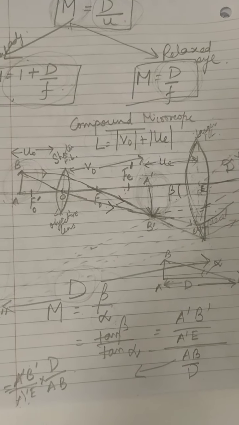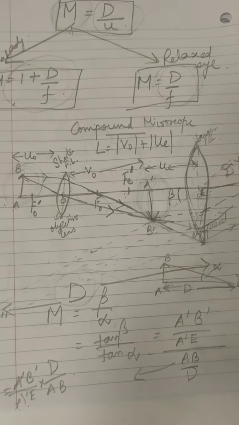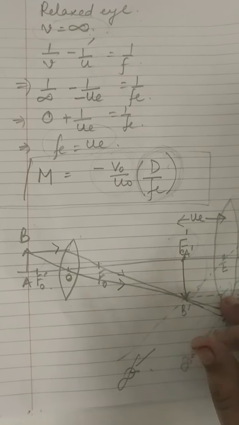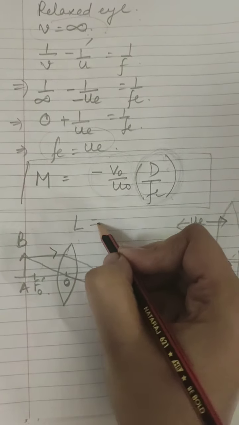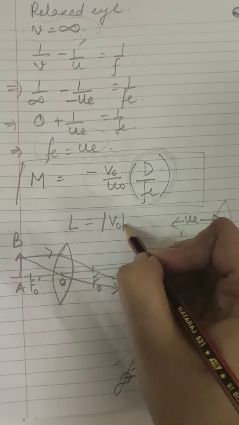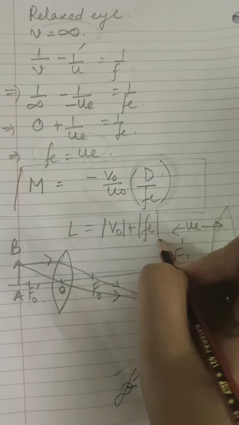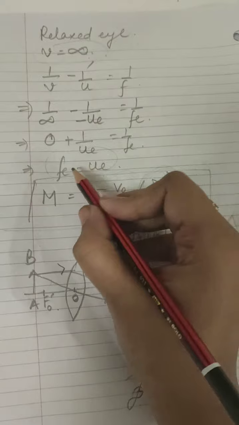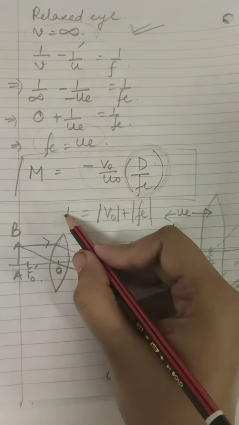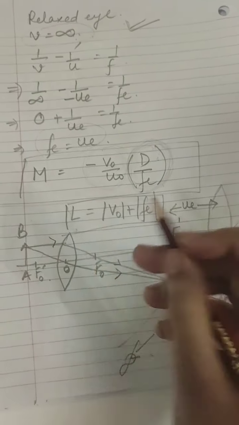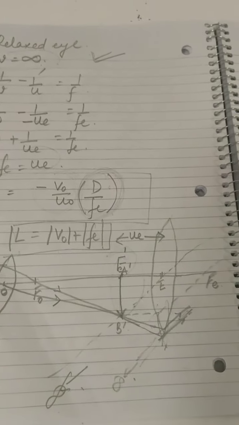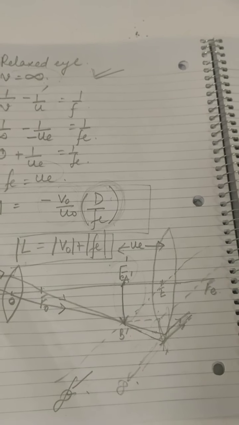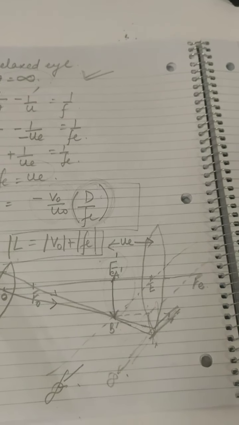And for a compound microscope in the relaxed eye position, for the adjustment in the relaxed eye position, the length of the microscope is mod of VO plus mod of FE, because UE is equal to FE for the relaxed eye position. So these two are again important. Now we are going to do one numerical.